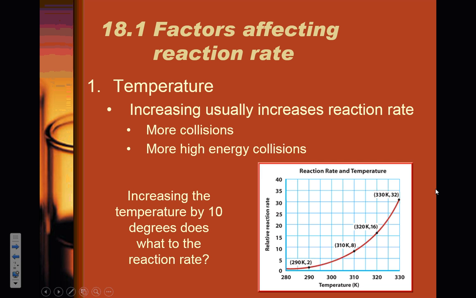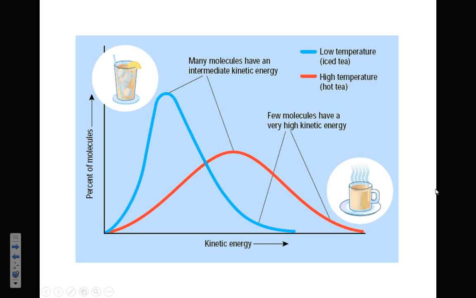A rule of thumb is typically that for every 10 degrees, you see your reaction rate doubling, which means when you go from 10 to 20 degrees Celsius, typically you'll see a reaction rate double. Go from 20 to 30 and you will see it double again. So for every 10 degrees, you typically see a doubling of reaction rate.